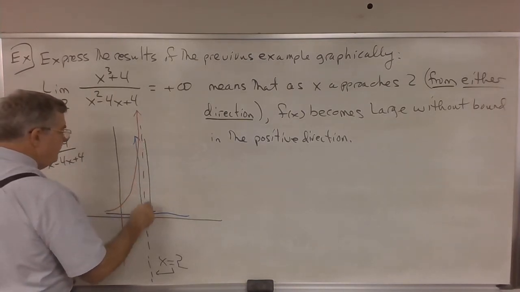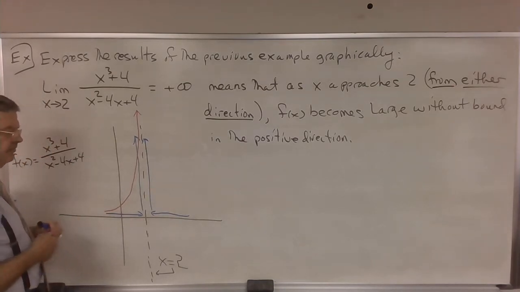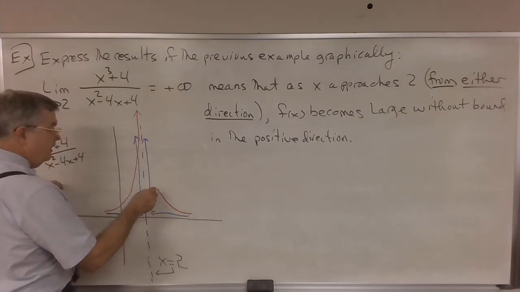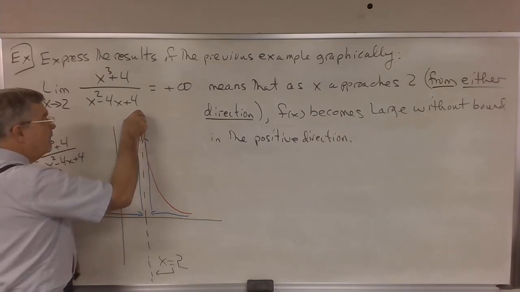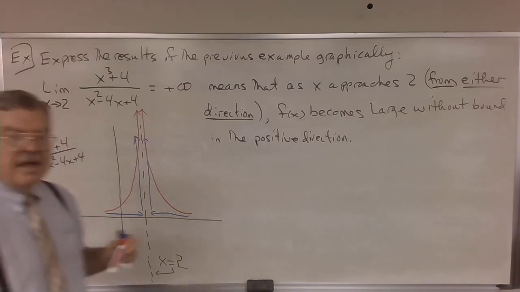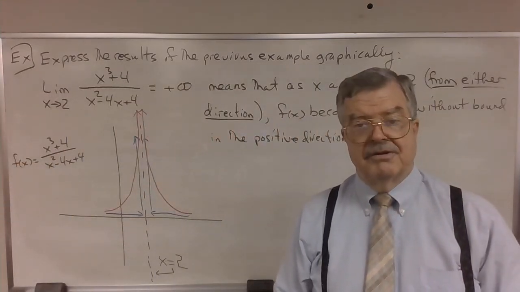And the net effect of both of those things happening simultaneously is that as x approaches 2 from the right, we go from right to left and upward. And the red markings are what the graph of f of x looks like.